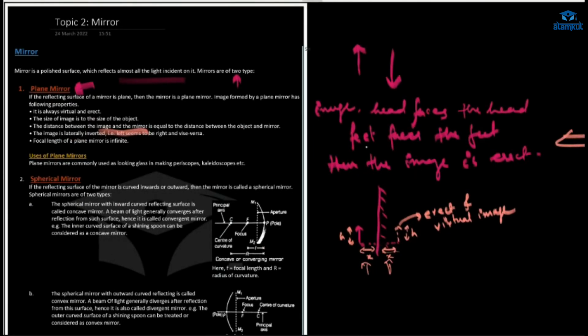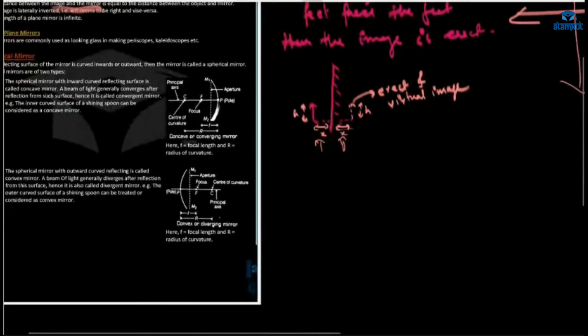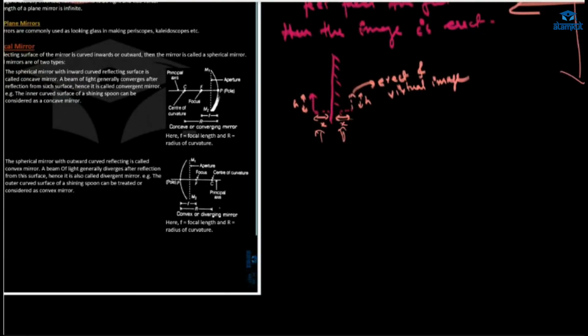The focal length of the plane mirror is infinite. Its focal length is infinite. We will see what focal length is when we study the spherical mirror. Then we will come to know what focal length actually is. Because a plane mirror is just a line, right?